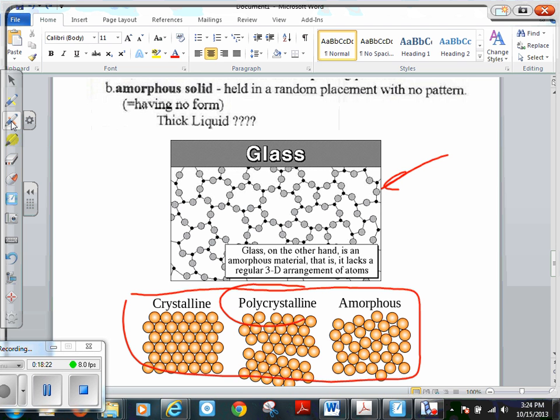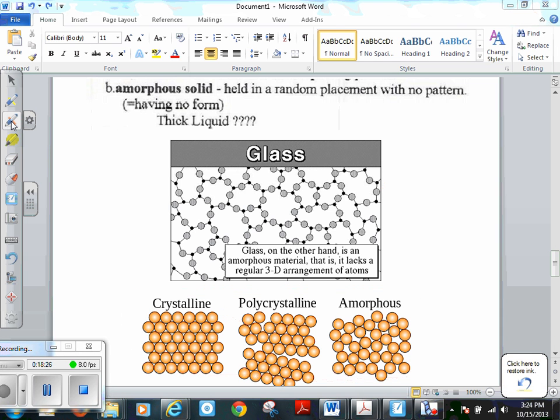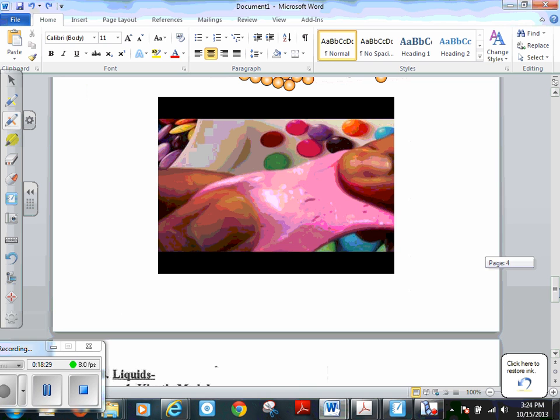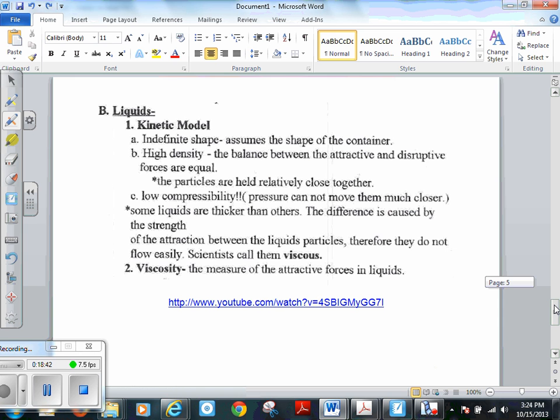Anyone like to eat amorphous solids? I know some of you do. And this is kind of that one, right? Laffy Taffy is kind of an amorphous solid. We're going to do a little lab with some solid-liquid stuff tomorrow too. And then we have liquids.